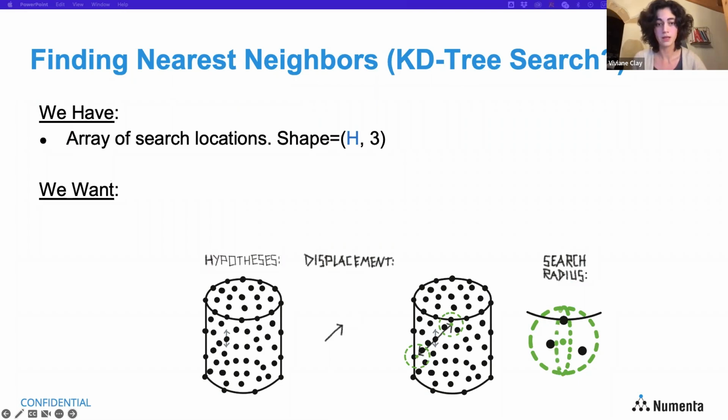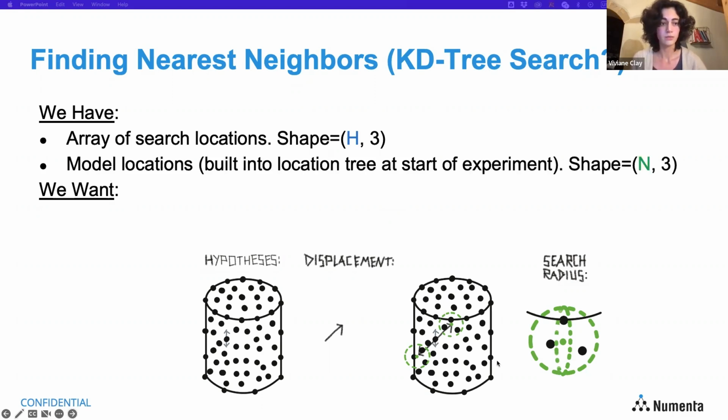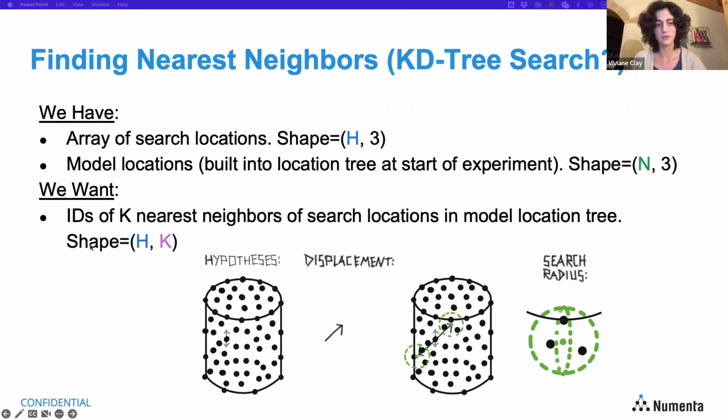So H would be the number of hypotheses, in this case 2, and they are in 3D space, so we have XYZ coordinates. And then we have model locations, which would be all the black dots in here. That would be N, and again in 3D space, so XYZ coordinates. And we want the IDs of the K nearest neighbors of these search locations. So for example, if K were 3, we would want the IDs of these 3 points in the search radius. So what we want returned is of shape H by K.